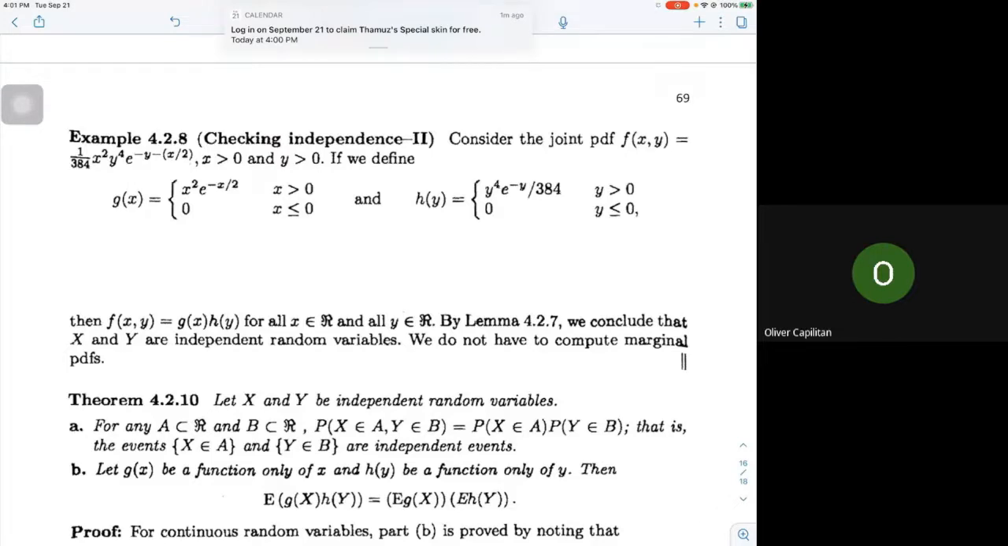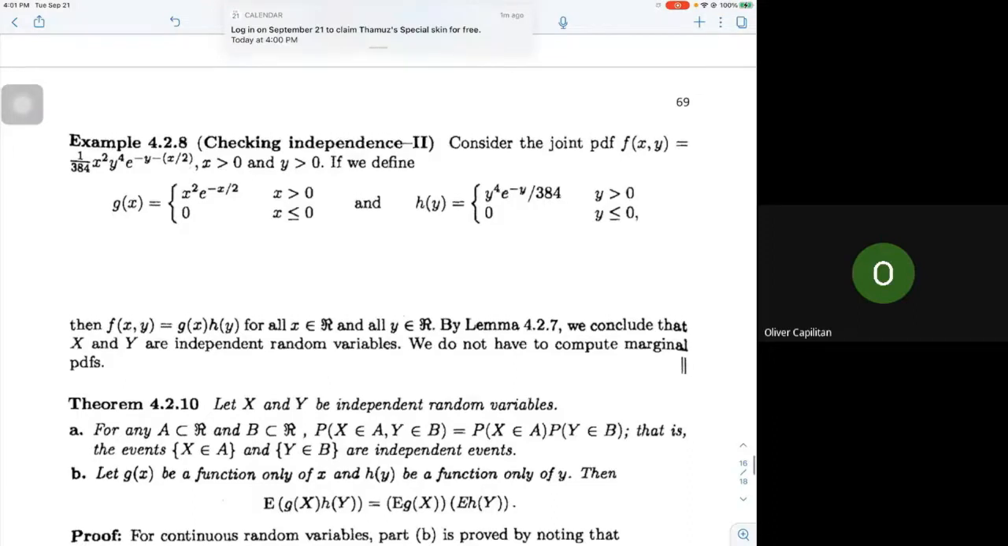Consider the joint PDF. Okay, we have here, this is our joint PDF, x to be positive and then y to be positive. If we define g of x, in this case, it is equal to x squared e to the negative x over 2 when x is positive, and then 0 if x is less than or equal to 0, or non-positive. And then h of y equal to this. Okay, it's being expressed in a piecewise manner.